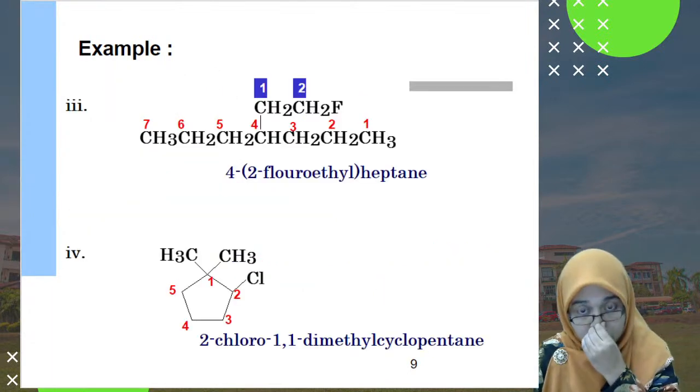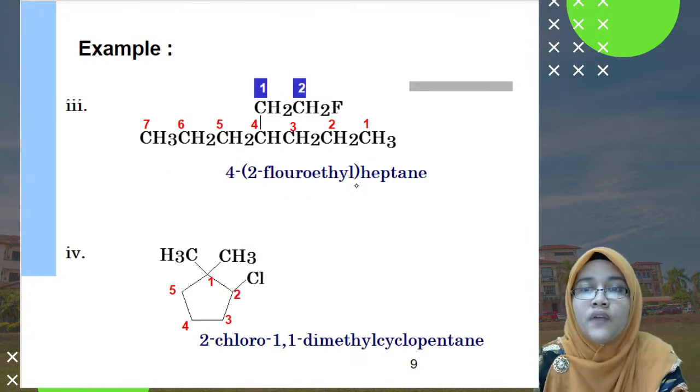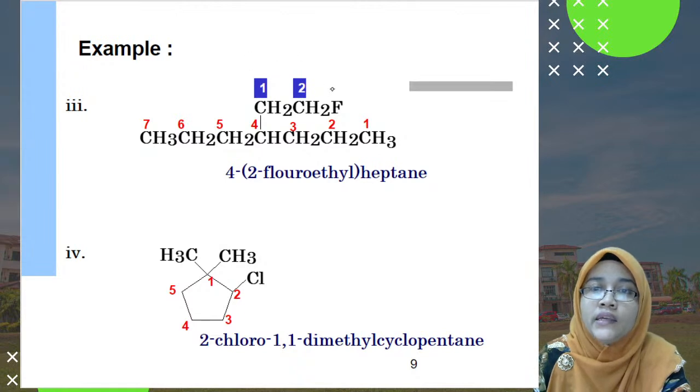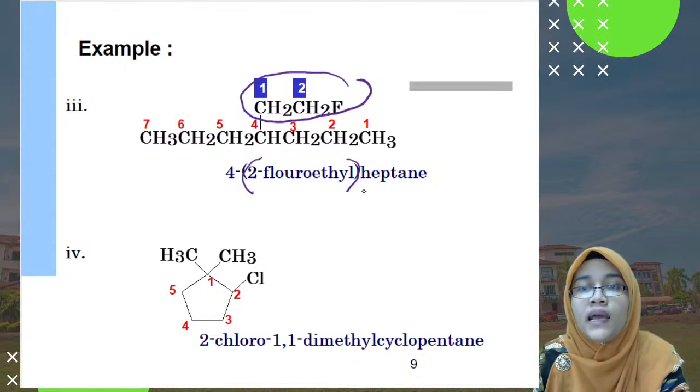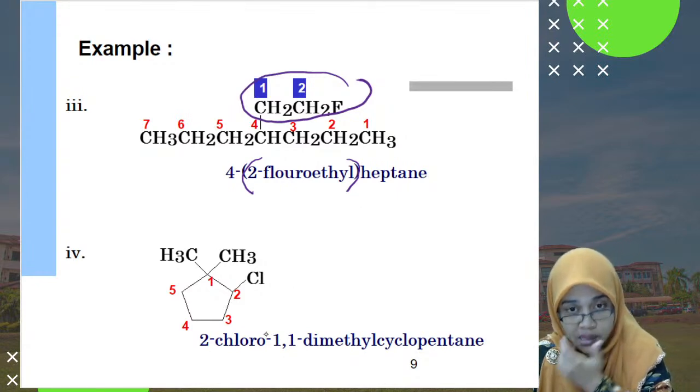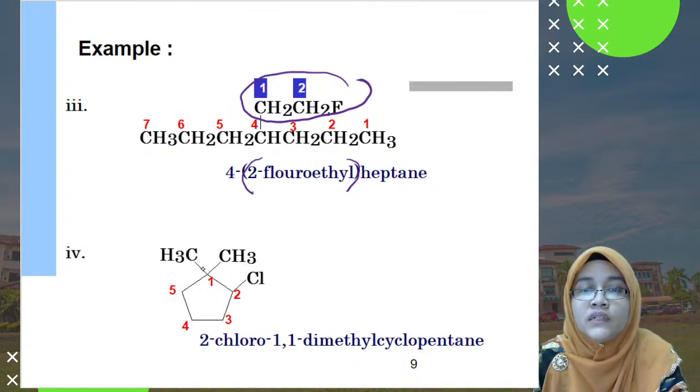Okay. Another example is heptane, 7 carbons, and here we have a slightly more complex substituent. This substituent is 2-fluoroethyl, because this is carbon number 1, directly bonded to the parent. So fluoro is at carbon number 2. This is 2-fluoroethyl. We put a bracket here to show this is a substituent. 2-fluoroethyl as a substituent at carbon number 4 of the parent chain. So 4-(2-fluoroethyl)heptane.